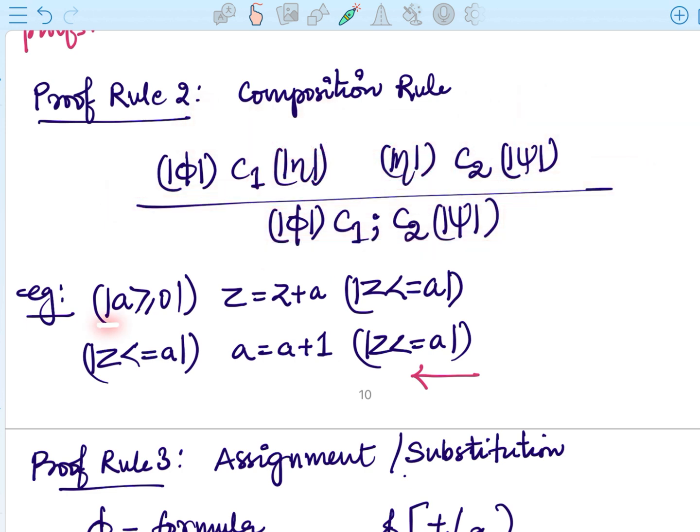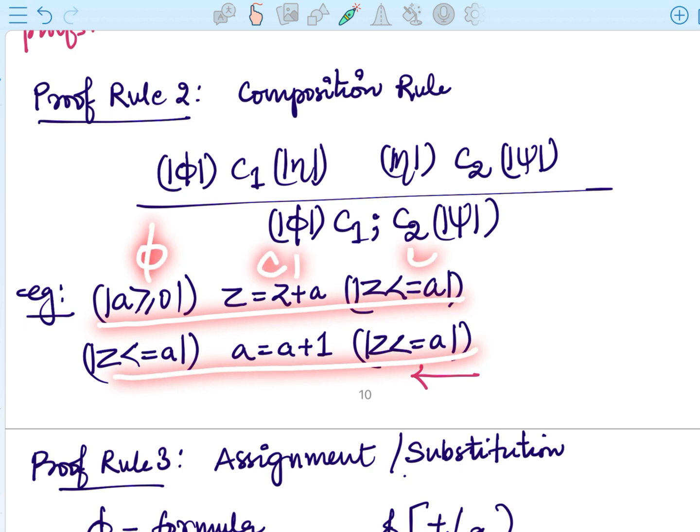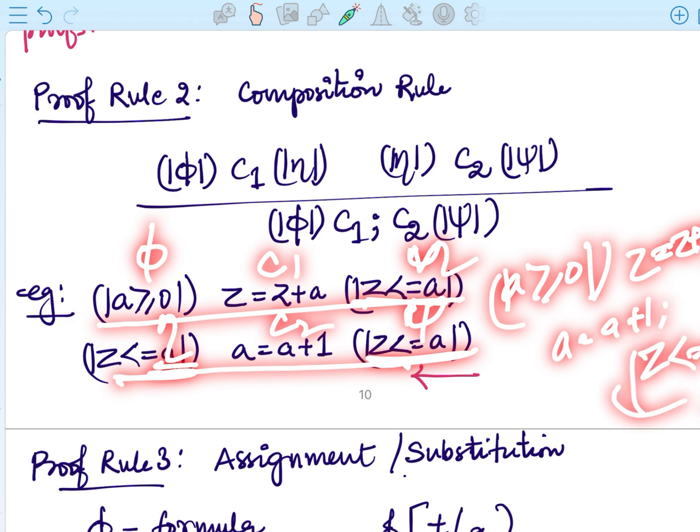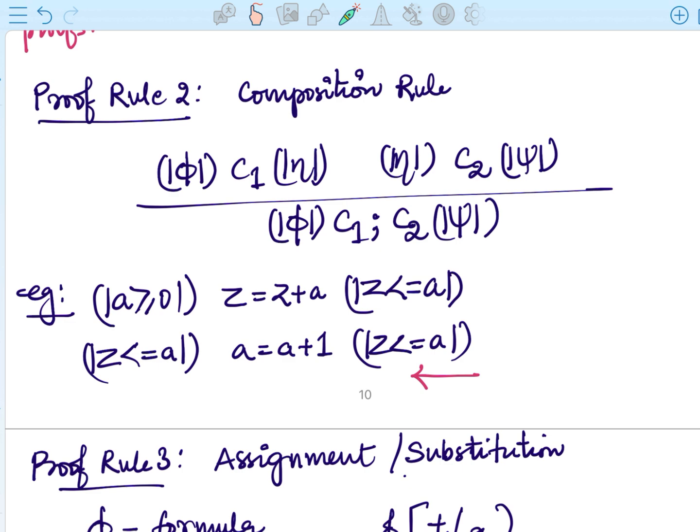So let's suppose this is our question. Okay, so this is phi, this is C1, this is eta, this is eta, this is C2, this is psi. Now you'll say this and this is same. Yes, but you take it this way. So you will write a is greater than or equal to 0. Then you will write both the commands. z is z plus a, a equals a plus 1, and z is greater than or equal to a. Okay, this is the complete program how you will write. So this always in the composition, this remains the same until the end.